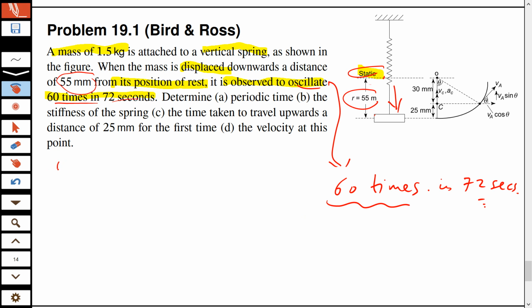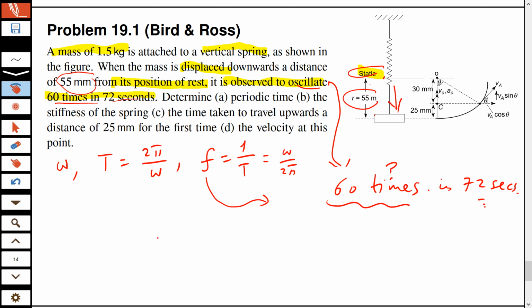We have been talking about angular velocity and we have been talking about time period, which is 2 pi over omega. But there is another thing which is called frequency, and that frequency is 1 over T, and that is omega over 2 pi. Now frequency tells you how many times you oscillate. So if it says observed to oscillate 60 times, it means that the frequency is 60.